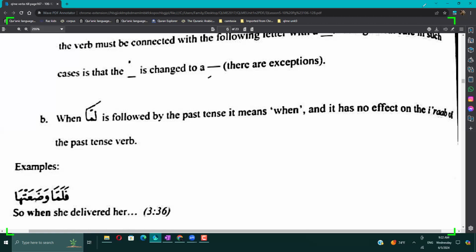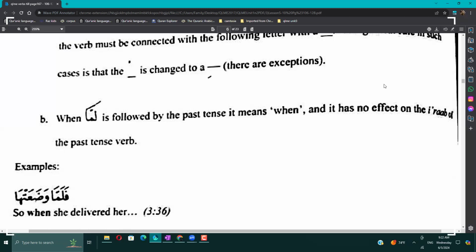Okay. Now we have, when lamma is followed by the madi past tense, it means when. What is the meaning of lamma when it is followed by mudare? Not yet. Very good. Lamma followed by mudare is not yet, but lamma followed by madi is when. That's why lamma has two meanings. When it is followed by mudare, it is not yet, and if it is followed by madi, it means when.